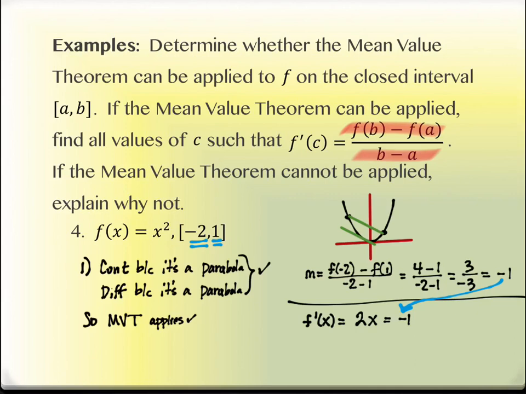This one, however, is very nice. We'll just divide by 2. The x value is negative 1/2. Again, you could get multiple x values, right? This one you can't. But if it were quadratic, we could have. And we need to make sure that the x value that we get is on the interval that we were given. Is it? Yeah, it is. So this is, in fact, our c value that we were looking for. So c is equal to negative 1/2.